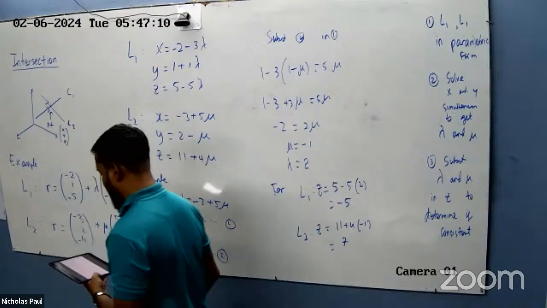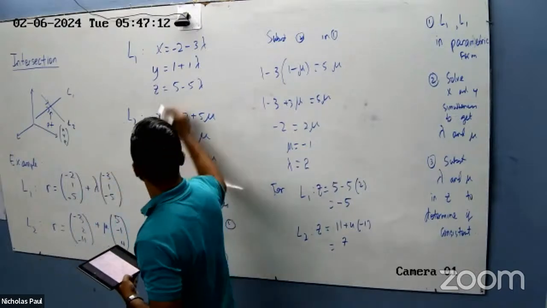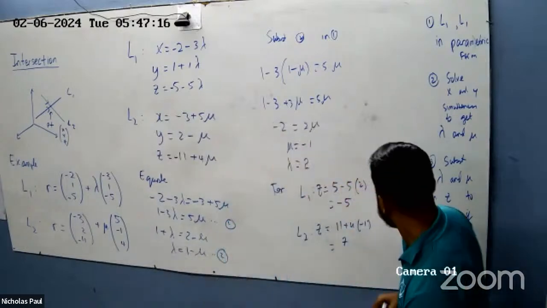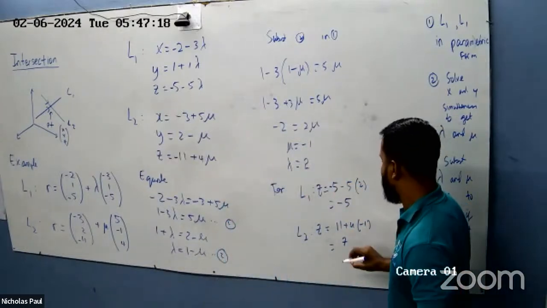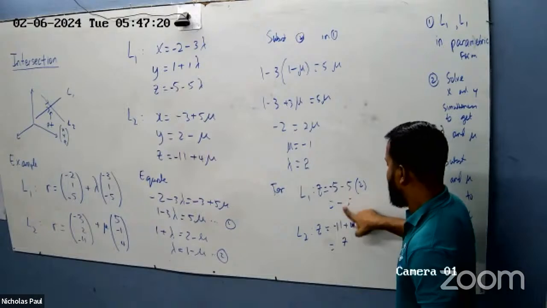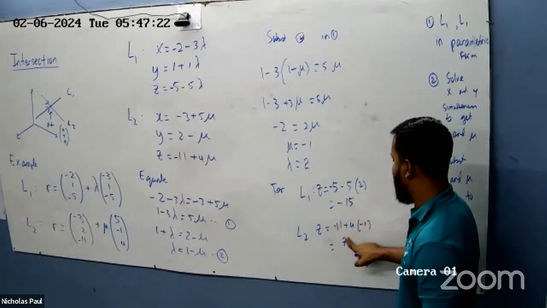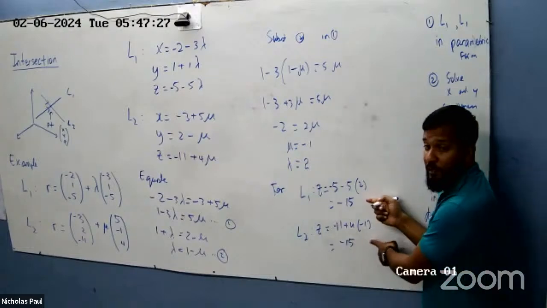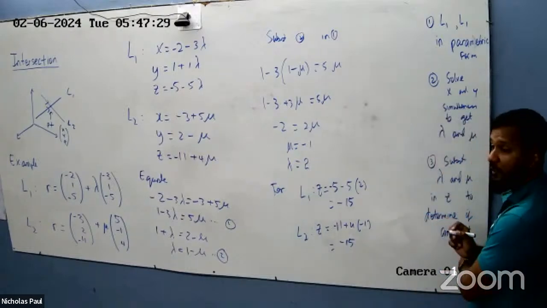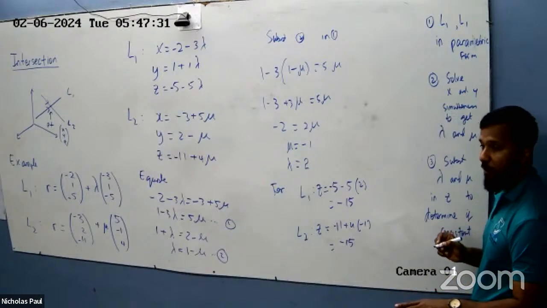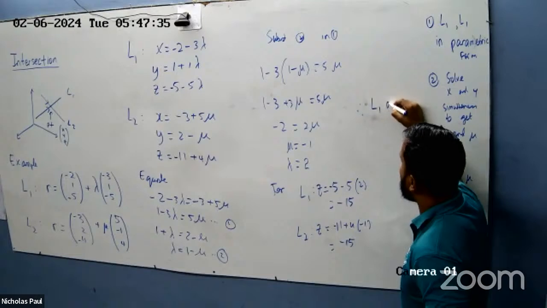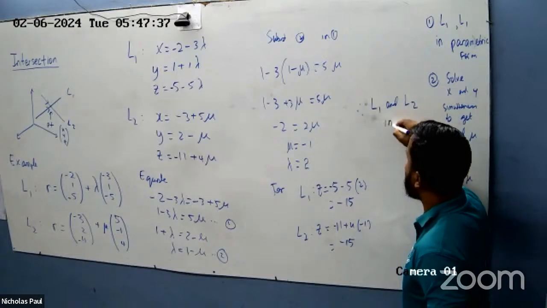Minus 5 minus 11. Right? So this would have been minus 15, and this would have been minus 15. If the value is not the same, it means it's not consistent and they don't intersect. From my first example, it was supposed to intersect. So therefore, L1 and L2 intersect.